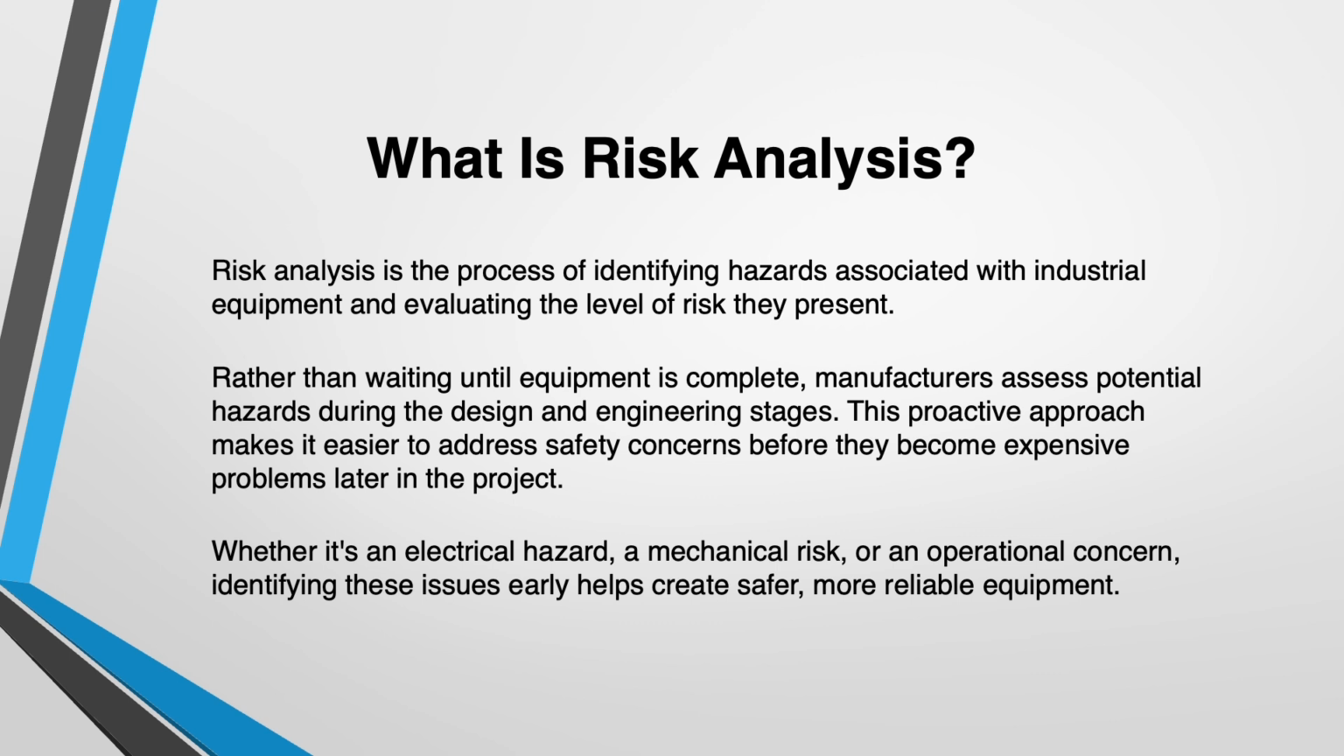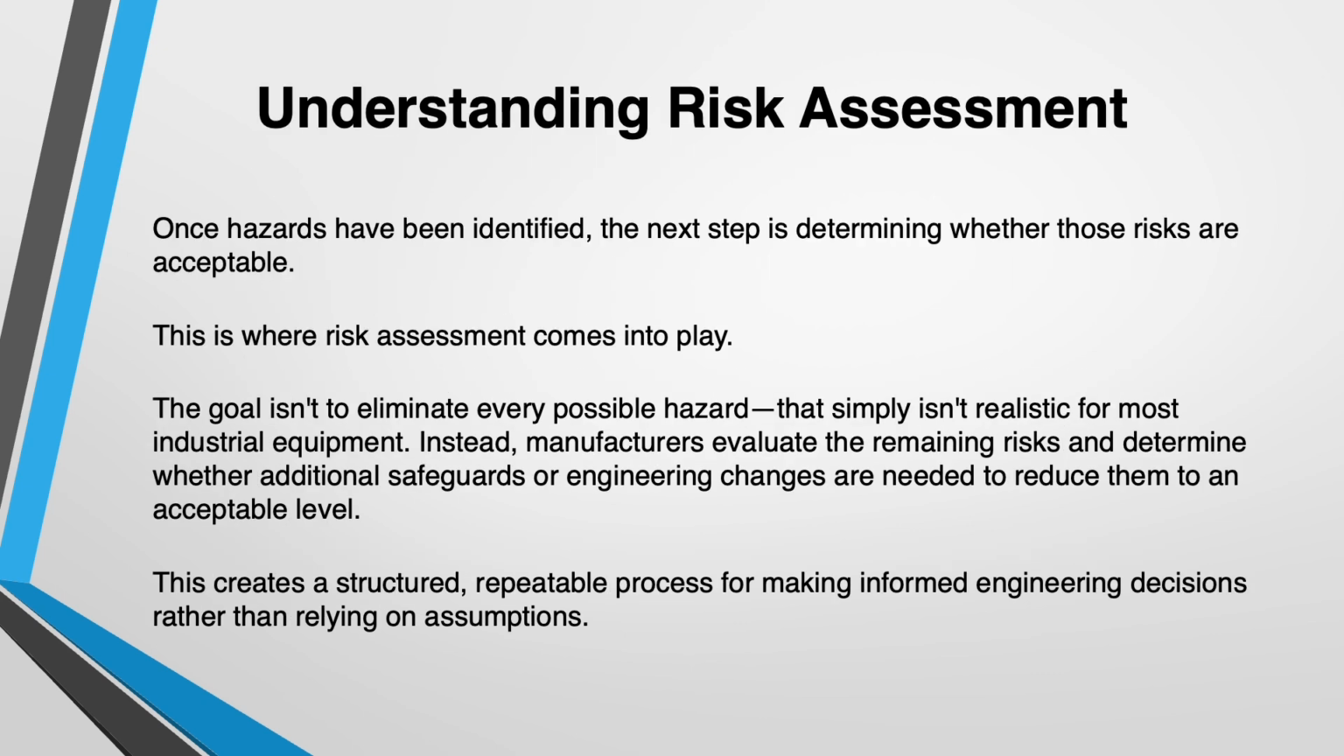Whether it's an electrical hazard, a mechanical risk, or an operational concern, identifying these issues early helps create safer, more reliable equipment. Once hazards have been identified, the next step is determining whether those risks are acceptable. This is where risk assessment comes into play. The goal isn't to eliminate every possible hazard. That simply isn't realistic for most industrial equipment. Instead, manufacturers evaluate the remaining risks and determine whether additional safeguards or engineering changes are needed to reduce them to an acceptable level. This creates a structured, repeatable process for making informed engineering decisions rather than relying on assumptions.